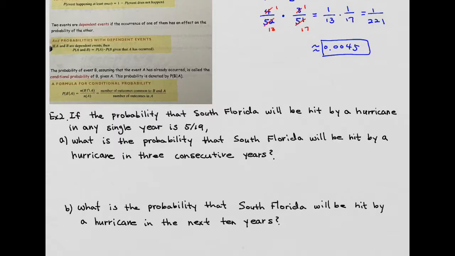So 3 years straight. The first year is going to be 5 over 19. Second year will also be 5 over 19. Third year, 5 over 19. And this has to happen straight all together, so we're multiplying, right? When we do that, this is the same as 5 over 19 cubed. And if you use your calculator, you get 125 over 6,859, in decimal form 0.018.